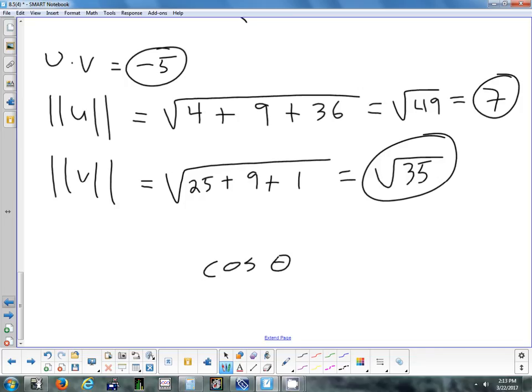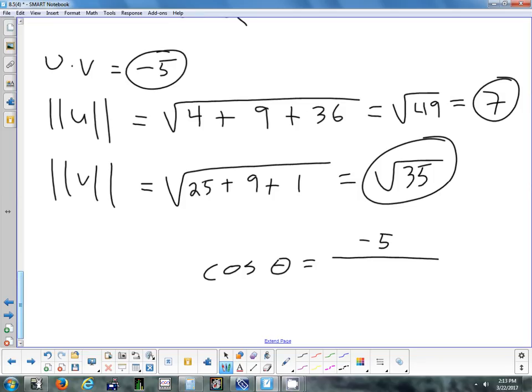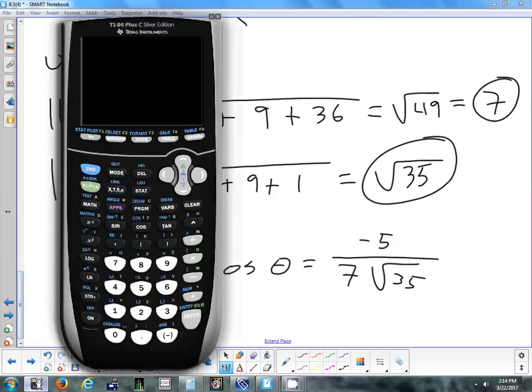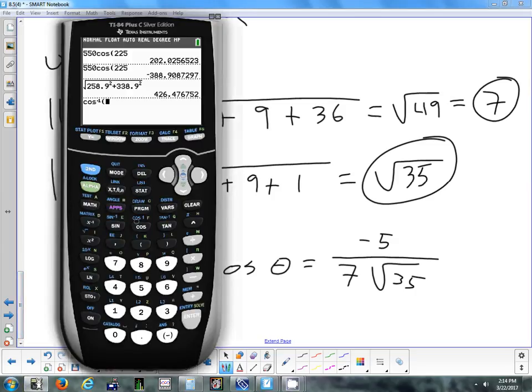Okay, so cosine theta equals, Alex, what's going to go on the top of the fraction? Negative 5. And Hannah, what's going to go on the bottom? Yep. 7 square root 35. Now, the answer that I have on the right, that's the cosine of theta. How do I get rid of cosine? Inverse cosine.